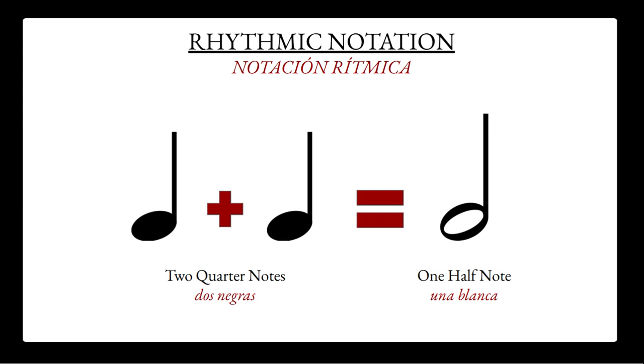So I'm going to play a bunch of C's in a row. I'm going to play two quarter notes and one half note in alternation. Quarter, quarter, half note, quarter, quarter, half note. 1, 1, 1, 2, 1, 1, 1, 2. Quarter notes get one beat, half notes get two beats.